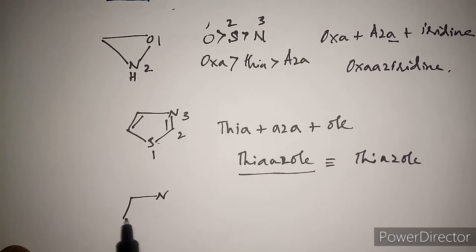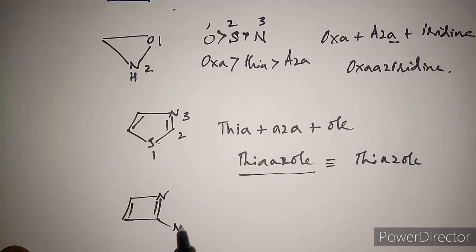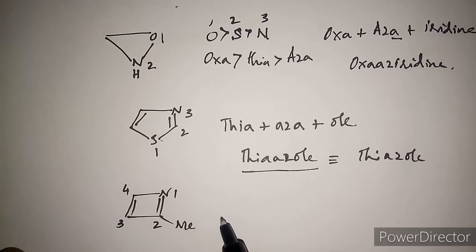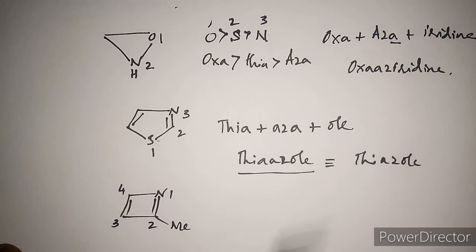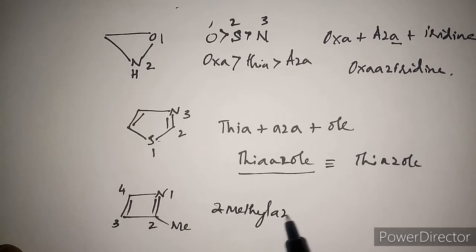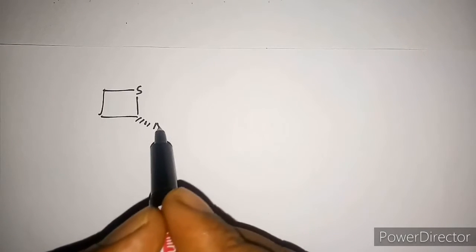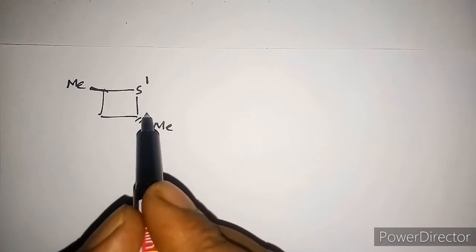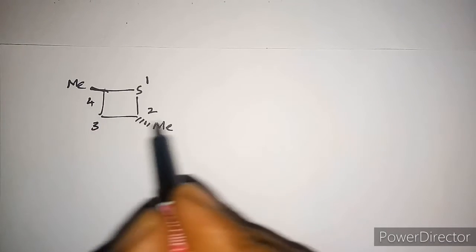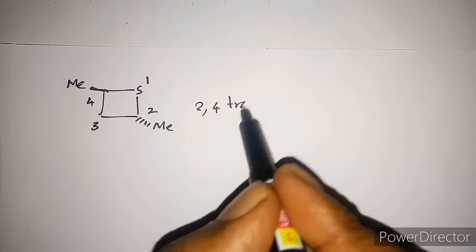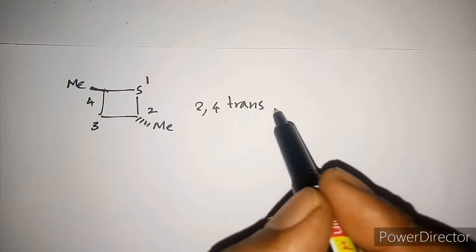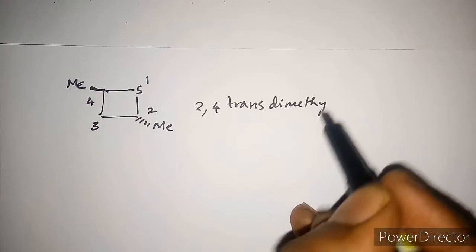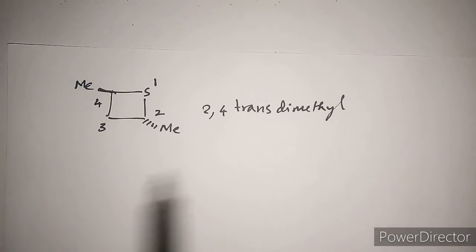Another example with a methyl. The numbering should start from the heteroatom, 1, 2, 3, 4. Here there are two methyl groups at positions 2 and 4, and they are trans to each other. So it is 2,4-trans-dimethyl, on a sulfur saturated system.